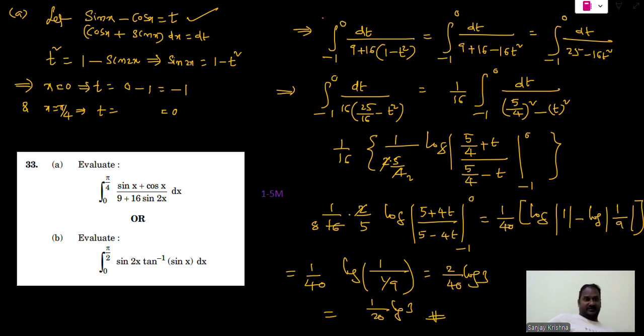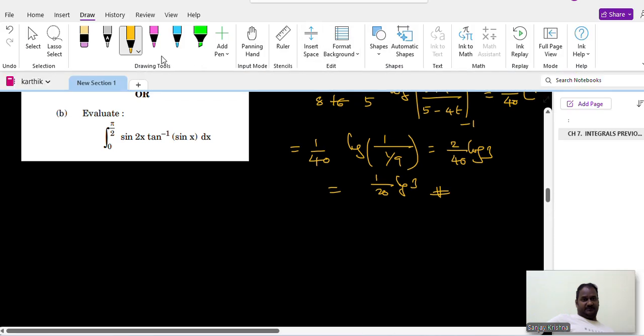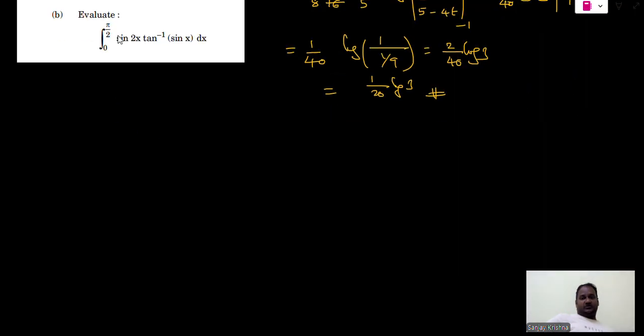And one more problem is there. That is integral 0 to pi by 2 sin 2x tan inverse of sin x. How are you going to answer this kind of problem? See, I just left that problem there and I am going to answer the problem. I am going to change the pen. Right? So the problem given here is integral 0 to pi by 2 sin 2x into tan inverse of sin x. See, tan inverse of sin x cannot be simplified further.